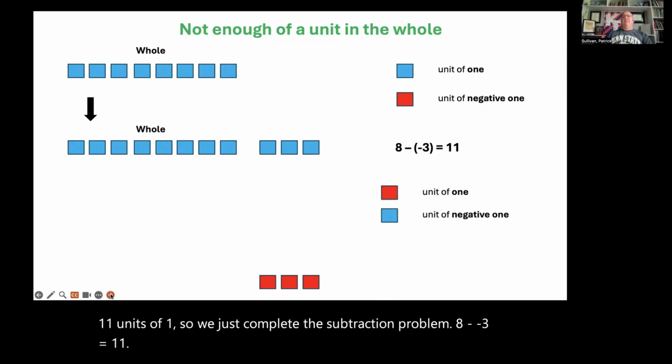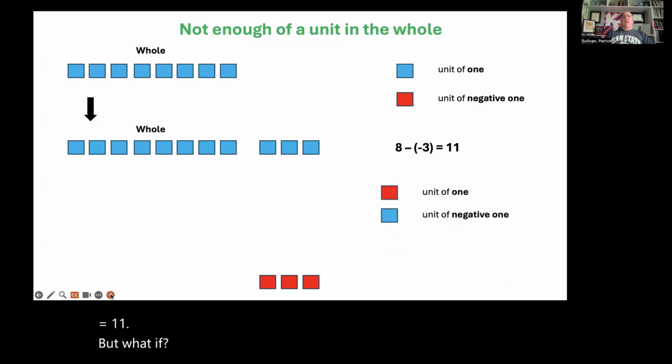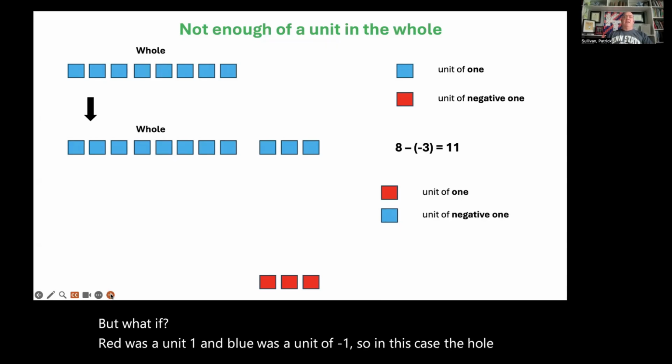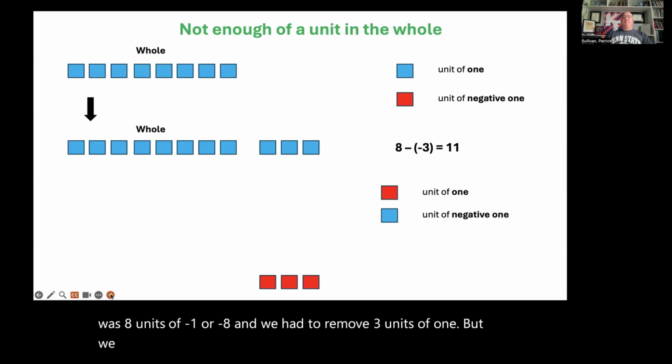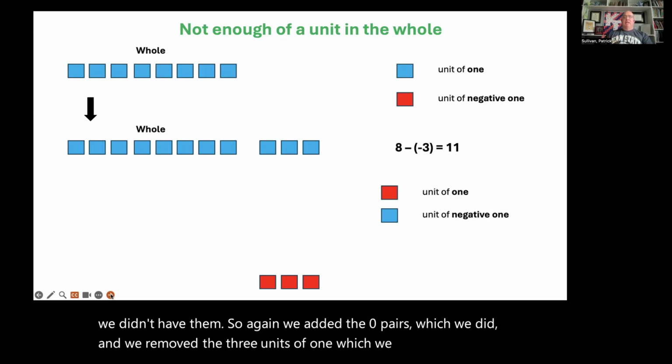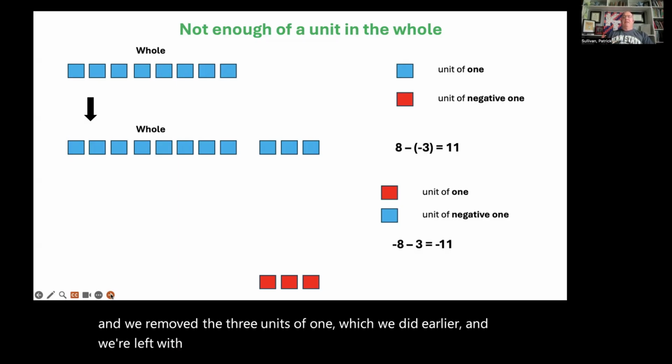But what if red was a unit of 1 and blue was a unit of -1? So in this case, the whole was 8 units of -1, or -8. And we had to remove 3 units of 1, but we didn't have them. So again, we added the 0 pairs, which we did earlier, and we removed the 3 units of 1. And we're left with the subtraction problem -8 minus 3 equals -11.